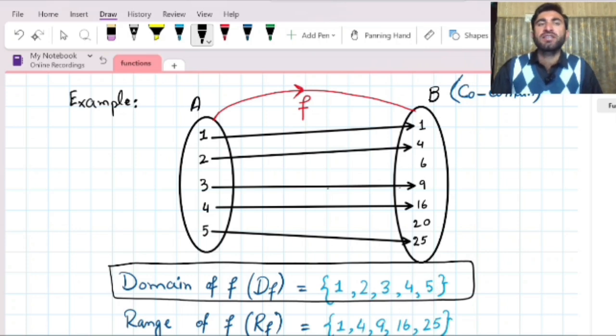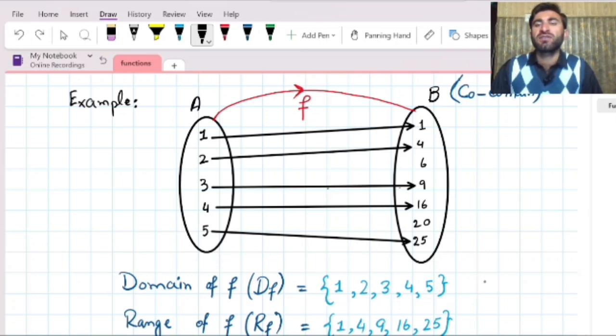Now coming to the range of the function. We said the range of a function is the set of outputs, or the set of images. In set B we can see 1 is the image of 1, 4 is the image of 2, 9 is the image of 3, 16 is the image of 4, while 25 is the image of 5.